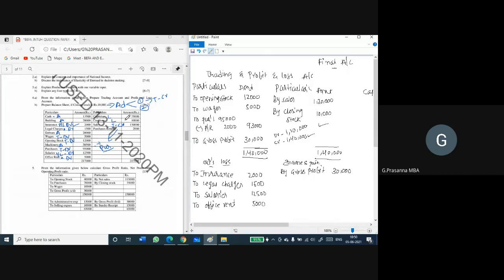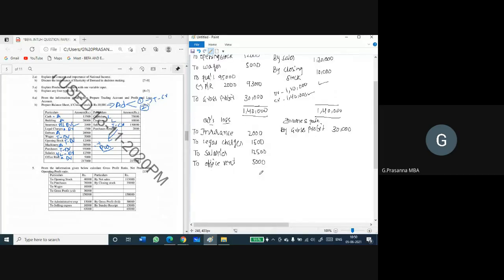Is any transaction related with the P&L? No, no other transaction is related with the P&L. Now I have to close the profit and loss account. Now you do the total of debit and credit. Okay, credit total we got 30,000. Now we have to do the total of the debit side. So what is the total of the debit side?